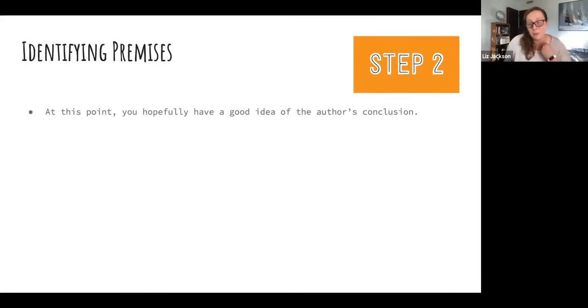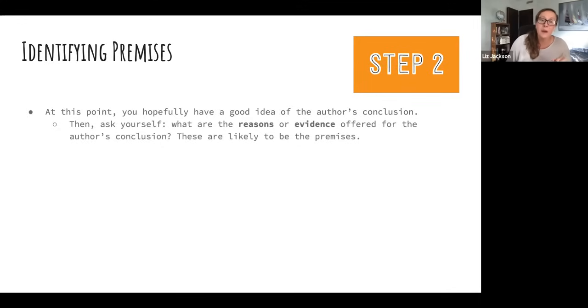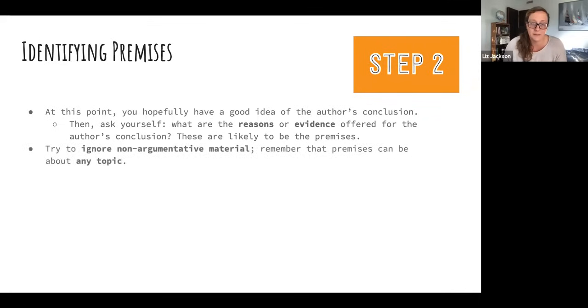So hopefully at this point, using the tips we've just talked about, you have a good idea of the author's conclusion, the main point, the thing the author's trying to argue for. And then to find the premises, ask yourself, what are the reasons or the evidence that is offered for the author's conclusion? And these are likely to be the premises.